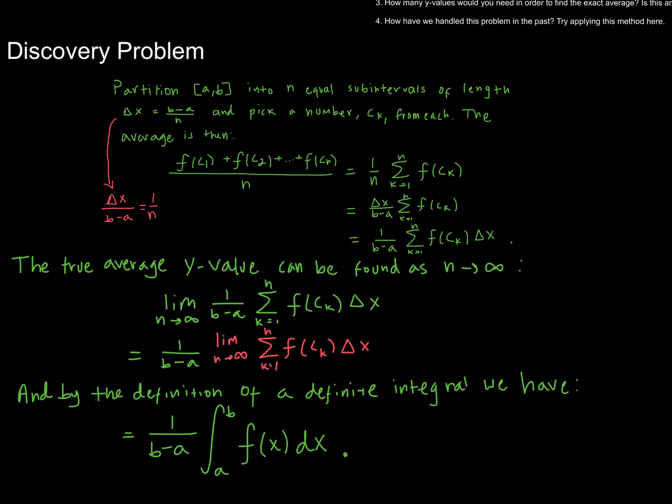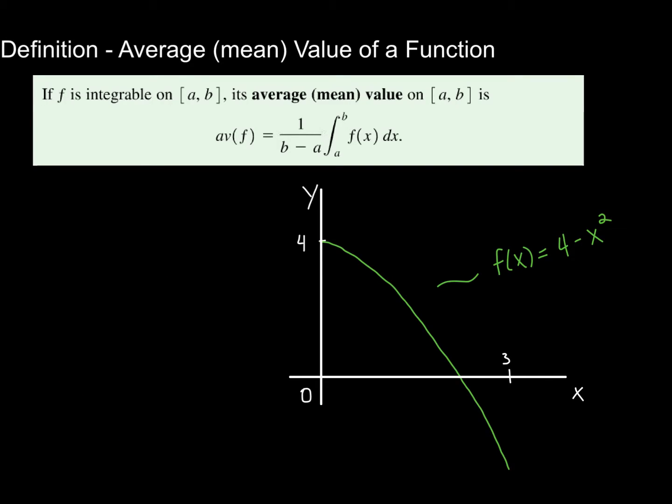Let's go ahead and write down this definition exactly now. And this definition is easy enough. If f is integrable on the closed interval from a to b, its average or mean value on that interval is 1 over b minus a times the integral from a to b of f of x dx. So let's go ahead and do a quick example.